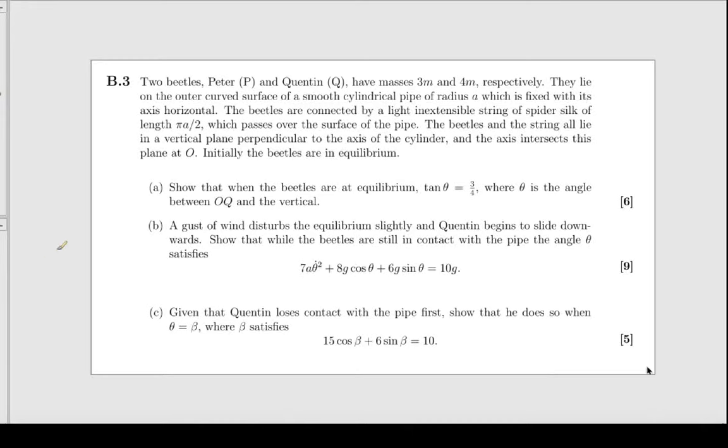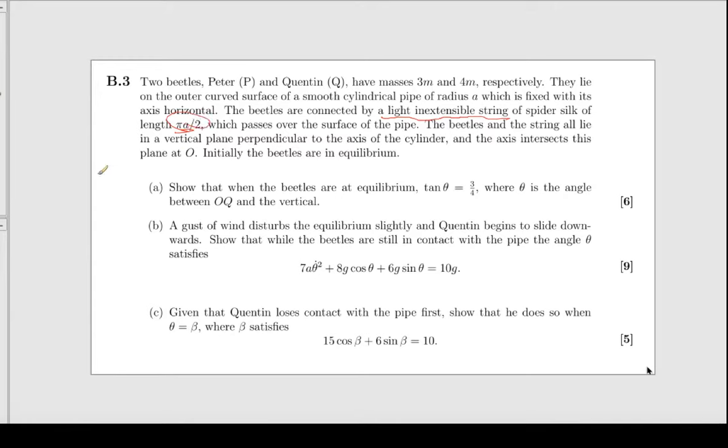All right, so we've got these two masses, or these two beetles, P and Q, hanging either side of a vertical cylinder, right? It tells you their masses in terms of m. They're connected by spider silk, a light inextensible string. What we can take from that is the string has no mass and doesn't stretch. It keeps a fixed length, and the length is pi a over 2.